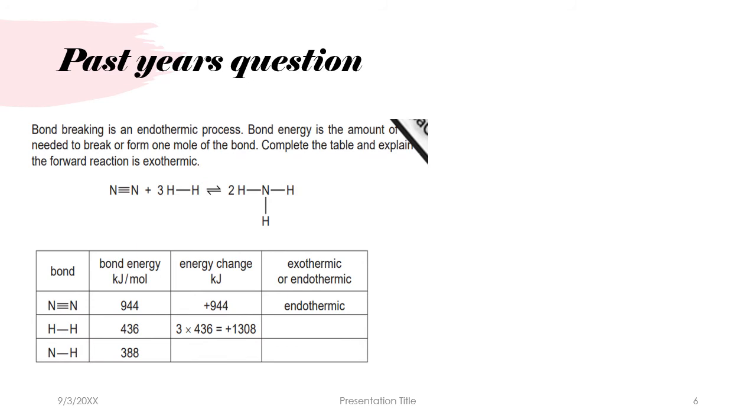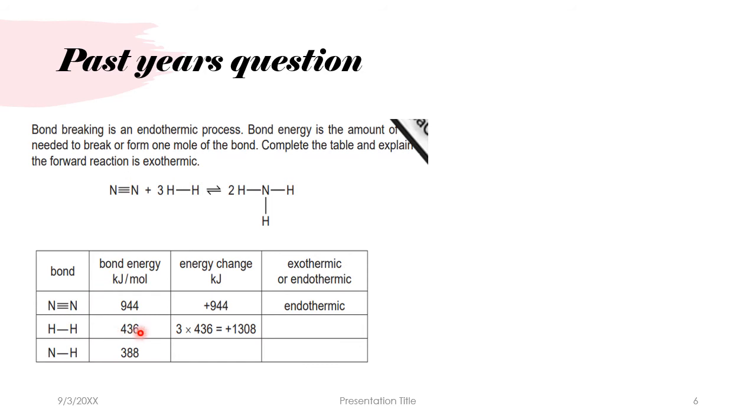Second example of question. Bond breaking is an endothermic process. Bond energy is the amount of energy needed to break or form 1 mole of the bond. Complete the table and explain the forward reaction is exothermic. Okay, ni reactant. Okay, nitrogen react with hydrogen to produce ammonia. Okay, so untuk reactant ni adalah endothermic reaction because we are going to break this bond. Okay, alright. So nilai bond untuk nitrogen triple bond nitrogen is 944. Energy change is 944. Exothermic or endothermic? Endothermic lah because we are going to break the reactant.